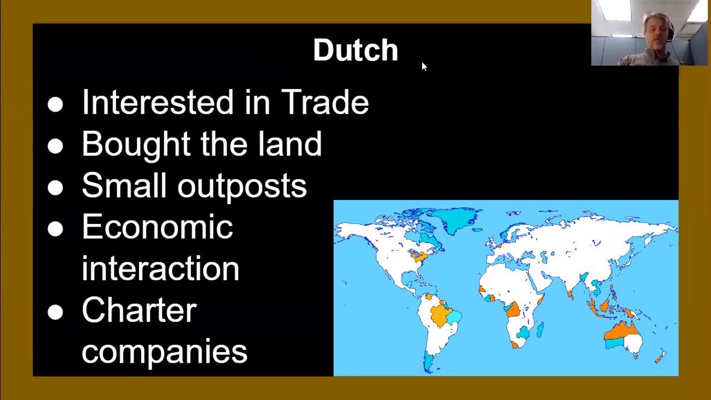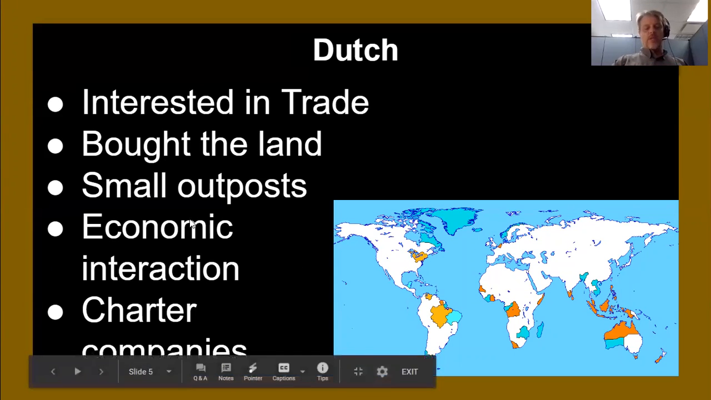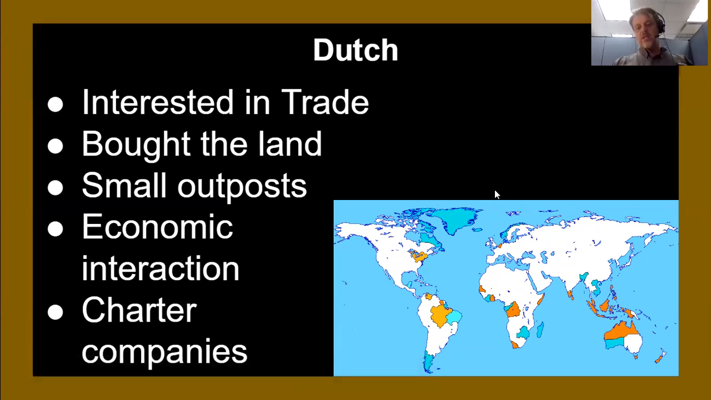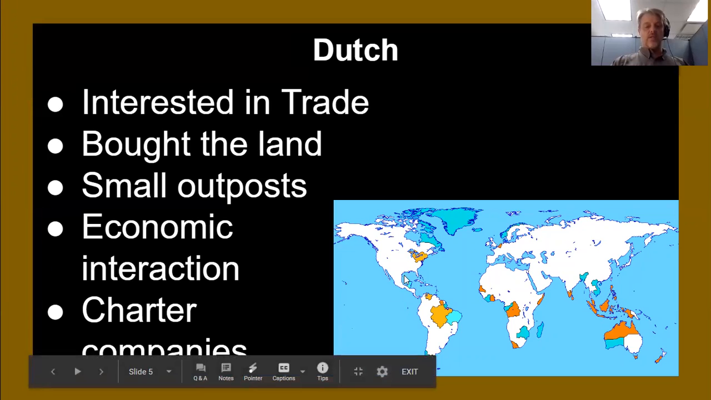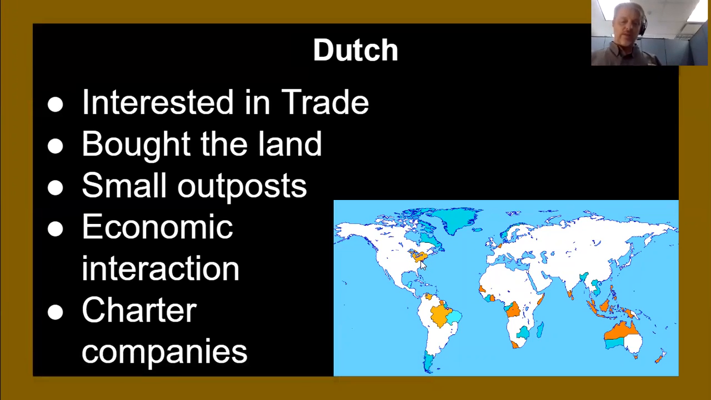But they weren't colonizing proper. They were building small outposts, basically a fort that they would occupy, and then they would trade with the local population as well. So it wasn't a conquering mission for the Dutch. They had economic interaction, and these were charter companies. These were private companies. The Dutch East India Company and the Dutch West India Company, which founded New York. At the time, it was called New Amsterdam. But when the British took over, it came to be called New York.